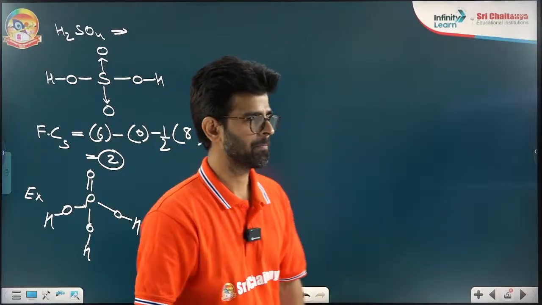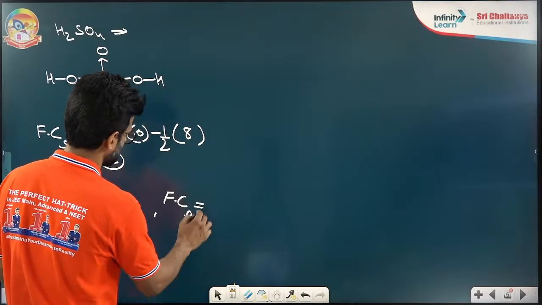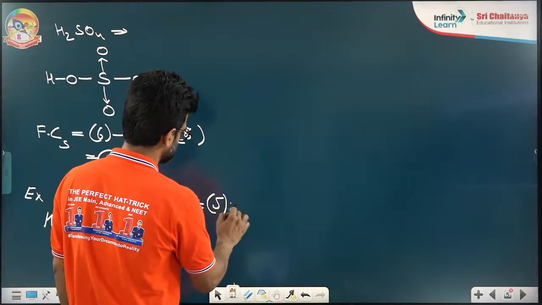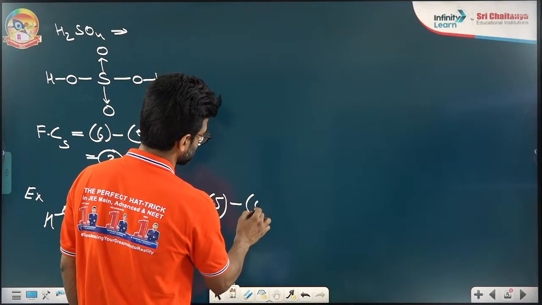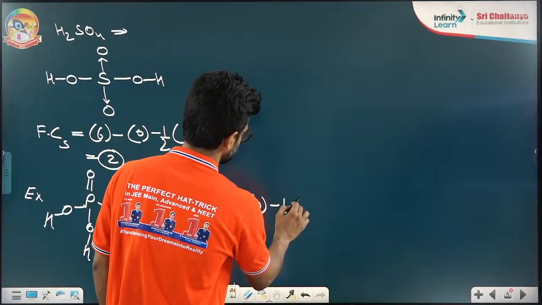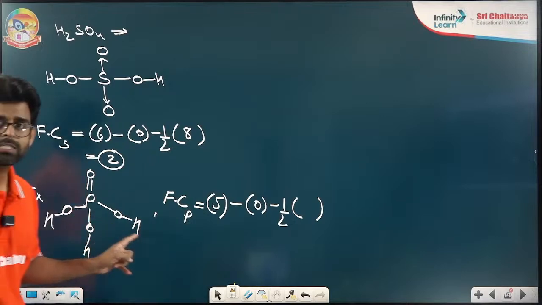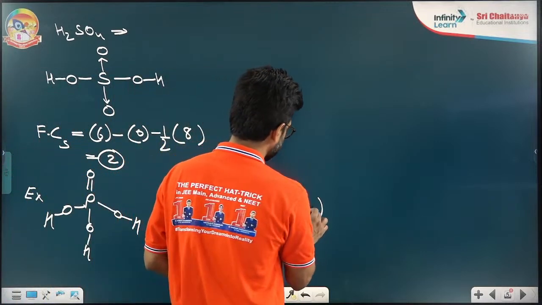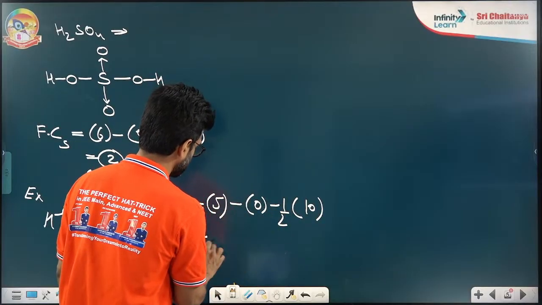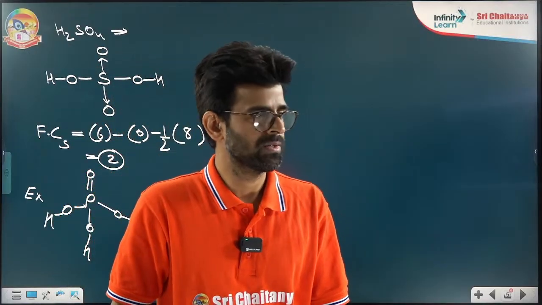What's coming? Here you see, how many do we have? We have 5 valence electrons. Phosphorus belongs to the 15th group. 5 valence electrons minus how many unshared? There are no unshared electrons. Fine. And minus half of the shared. How many are shared here? It has 1, 2, 3, 4, 5 bonds. 5 bonds means 10 electrons, right? So 5 minus 0 minus half of 10. If you cancel out, what's coming? 0, right? Here 0 is coming. Yes, good, right answer.